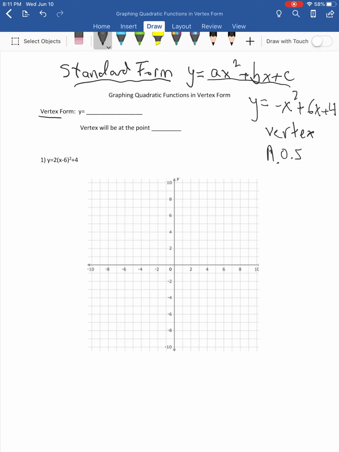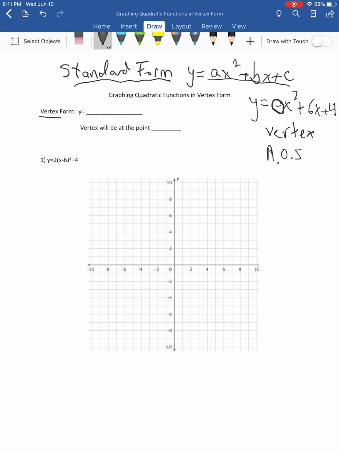And remember, we saw things like vertex, axis of symmetry, okay? And you should remember the graph is going to have a U shape that can either open upward or open downward, depending on the leading coefficient. You should note that this one is going to open downward because of the leading coefficient of -1.